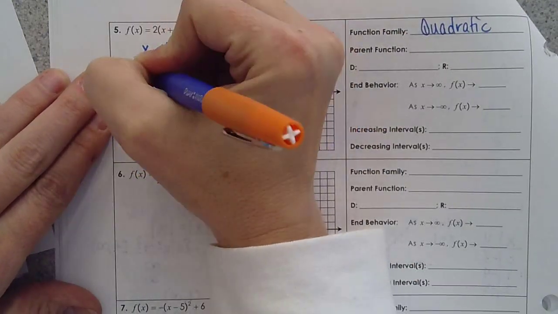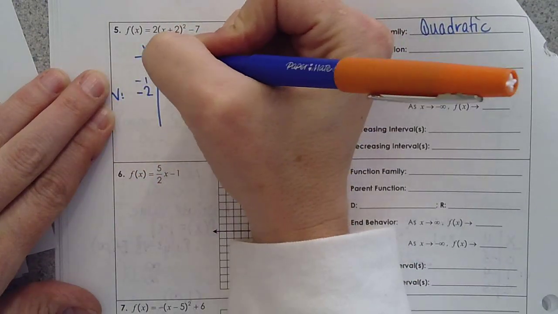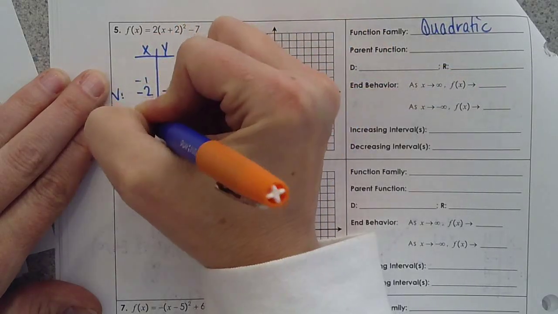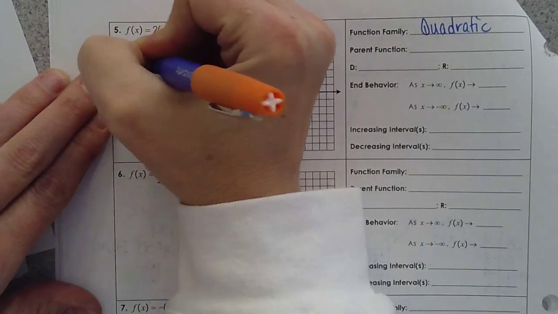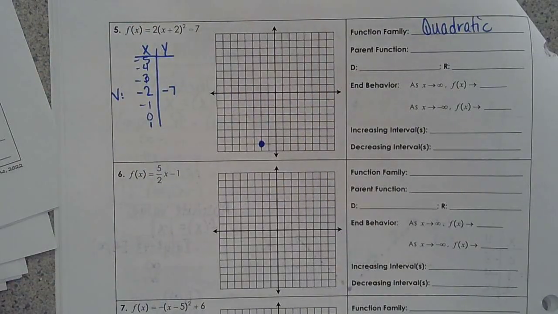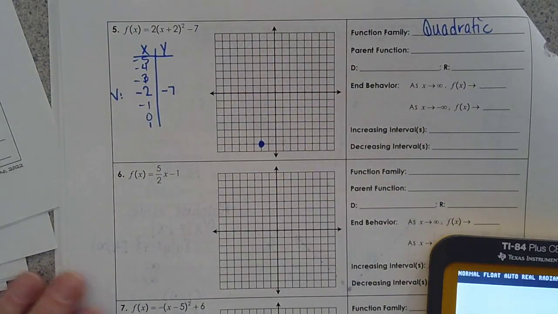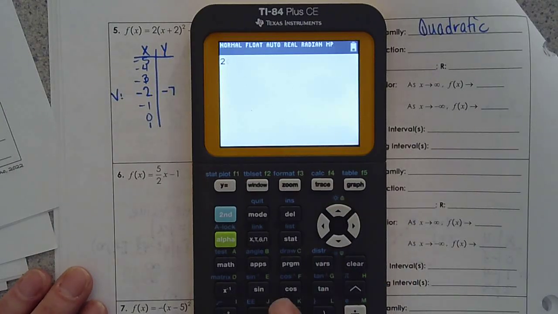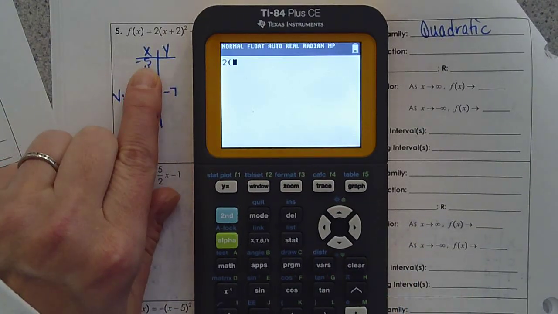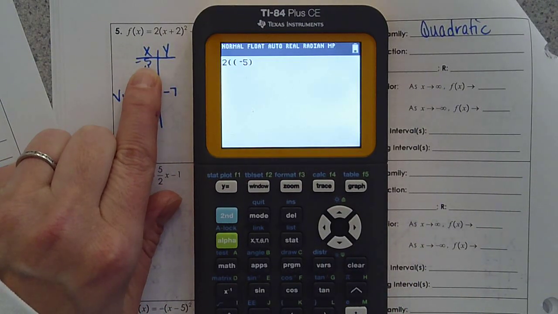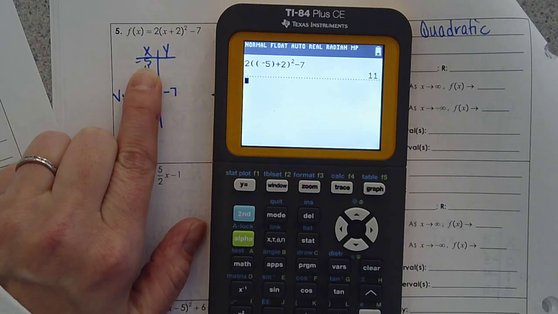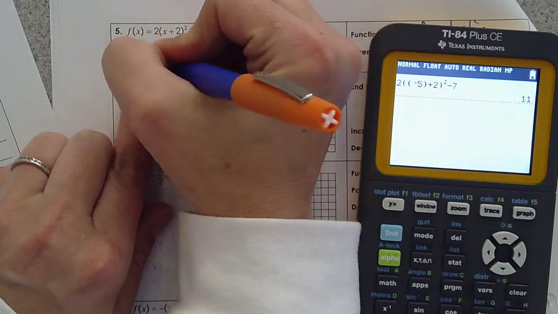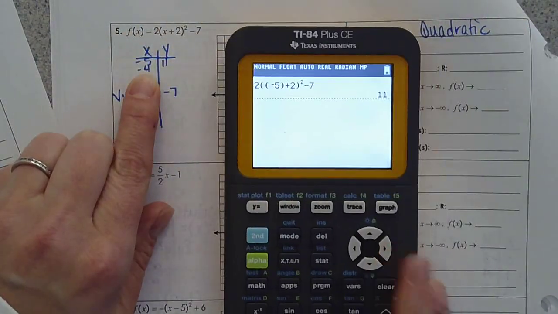So we're going to do -1, 0, and +1, and -3, -4, and -5. And we're just going to find each of those points. So I do 2 parenthesis, I'm putting in a -5, plus 2, close that parenthesis, and square it, minus 7. This one gave me 11. That's not going to fit on my graph, but that's okay.